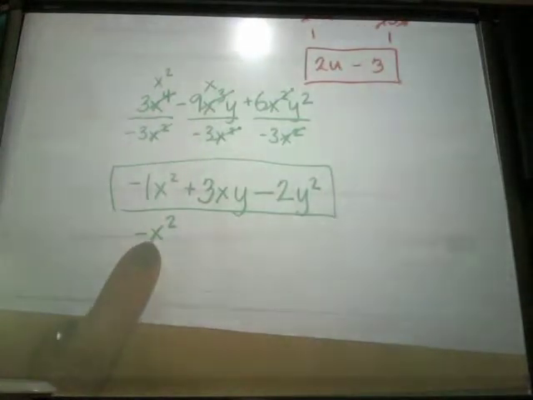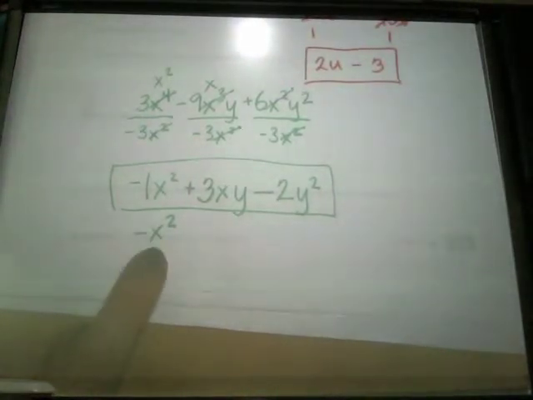Now, for that first term, you could take out the 1 and write negative x squared. That's how I'll have it. But it's not wrong to have the 1.